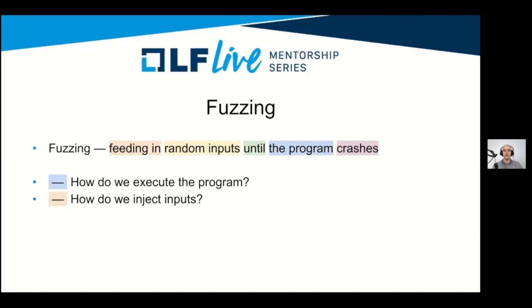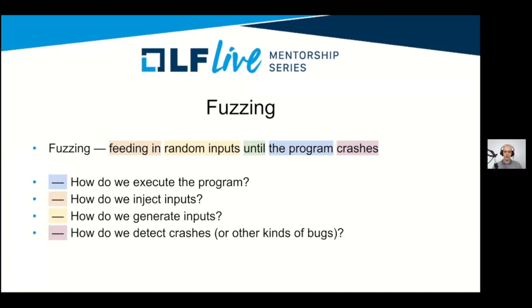Then, how do we inject inputs? Again, if our program expects inputs on standard input, it's easy, but when you're trying to inject random USB devices and fuzz the kernel, this can be more difficult. Then, how do we generate inputs? We can just generate random data, or maybe we can do something smarter. How do we detect crashes? If a user space application crashes with a segmentation fault, that's easy to detect, right?